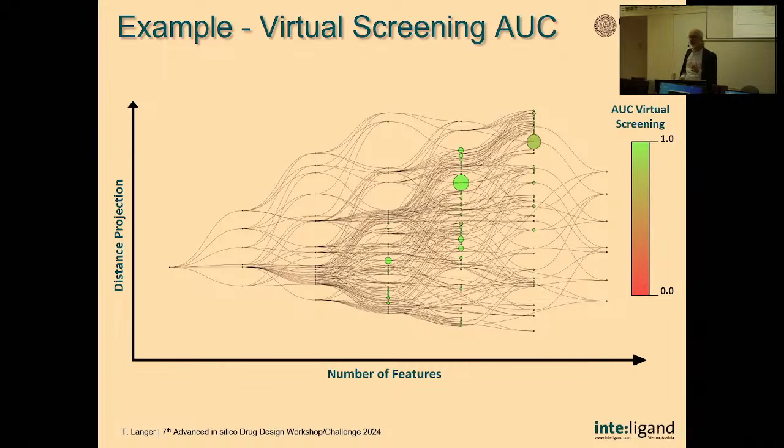You can look at all models and rank them according to their AUC: how well are they able to discriminate true actives from false positives? So you see, for instance, that this one is a little more green than this one. This is already a little bit low. So even if this model has more features, it has a slightly worse area under the curve than this model, which has one feature less but is more selective and better in representing the true reality. So this is one way to analyze this.